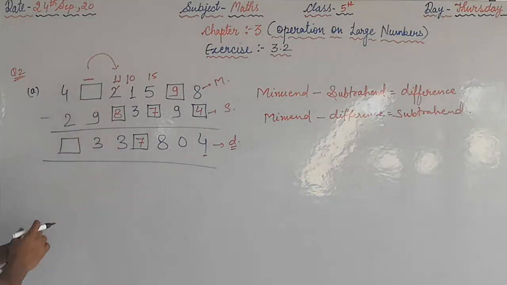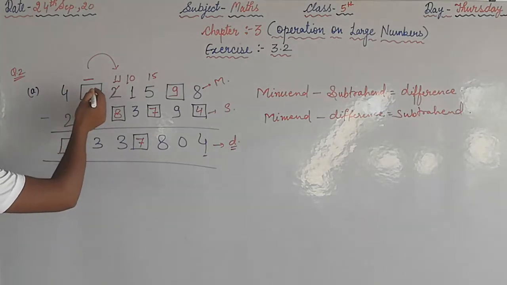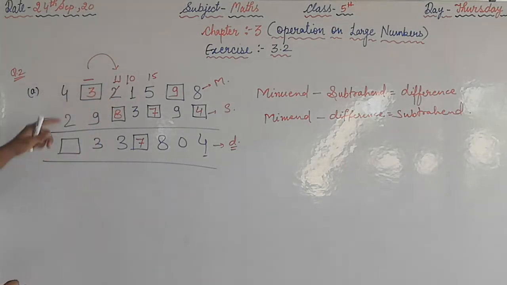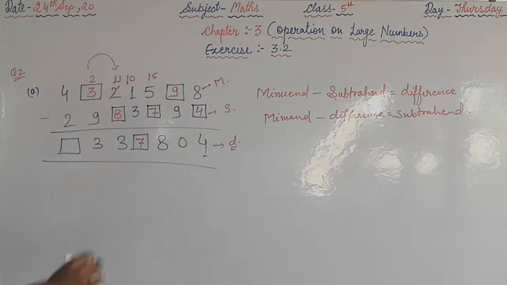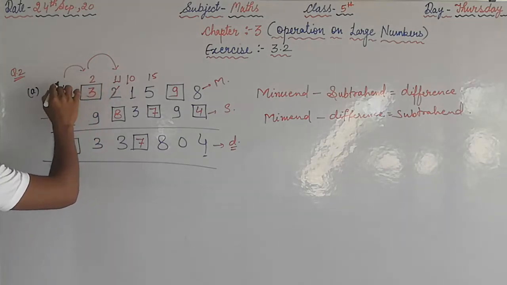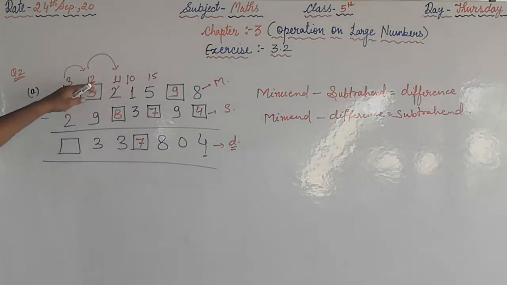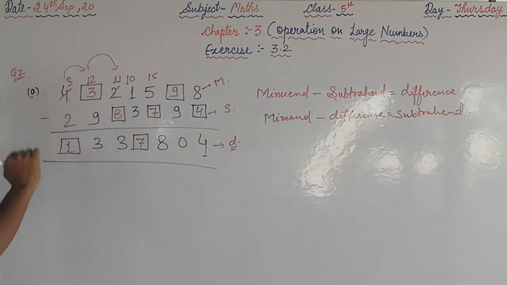Now see here, what number do we place here? From which number do we subtract 9 to get 3? Here it becomes 3. When we borrow 1 from here, it becomes 2. Now we borrow 1 from the next number, so here it becomes 3 and here it becomes 12. Now subtract 12 minus 9, here it becomes 3, and now 3 minus 2 equals 1.